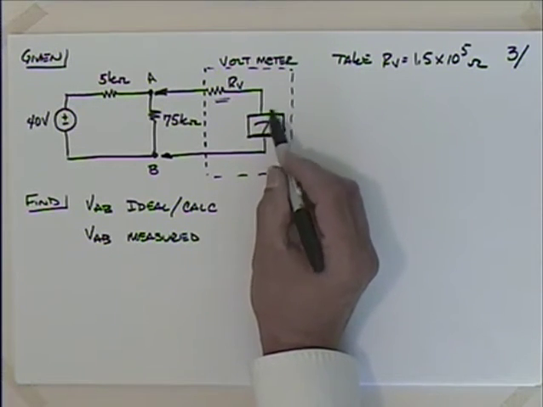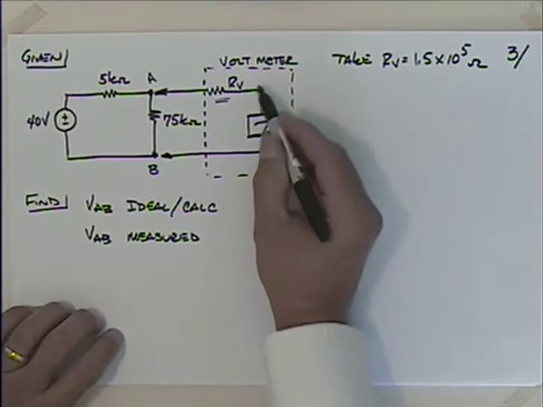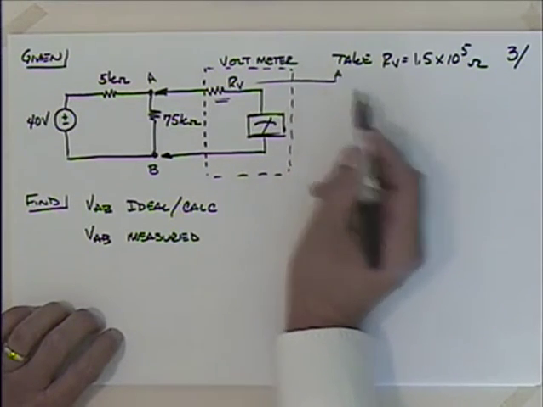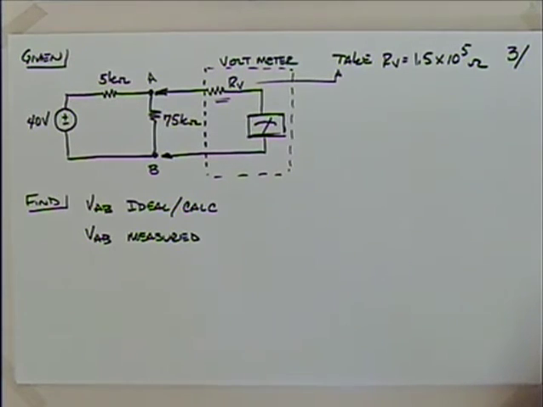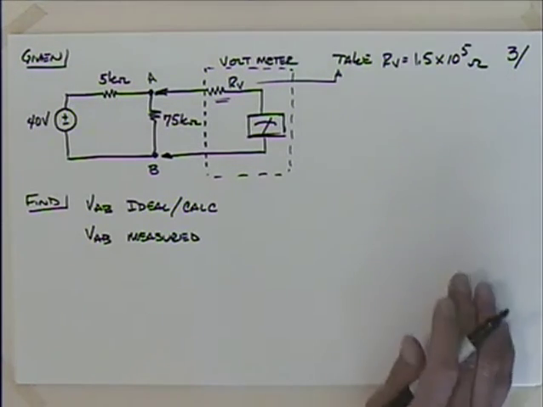So we'll lump its resistance into here. And if we take this resistance as 1.5 times 10 to the 5, that is probably a pretty low resistance. We'd like it to be higher. If you look at the meters in lab, they're probably going to be a couple orders of magnitude larger than that. But anyway, for our purposes, we'll take that number.